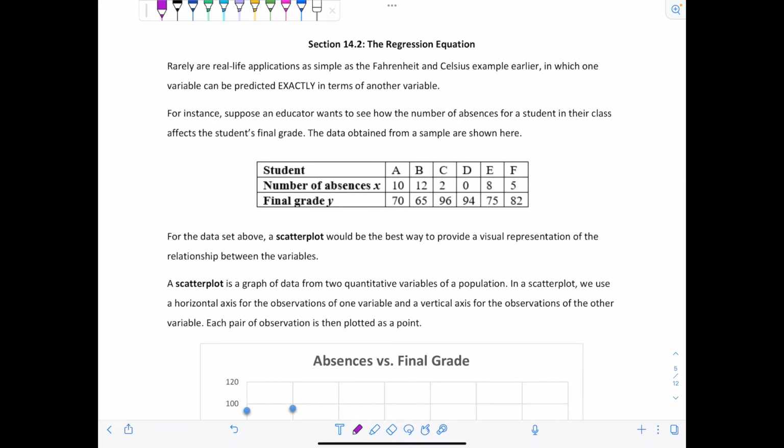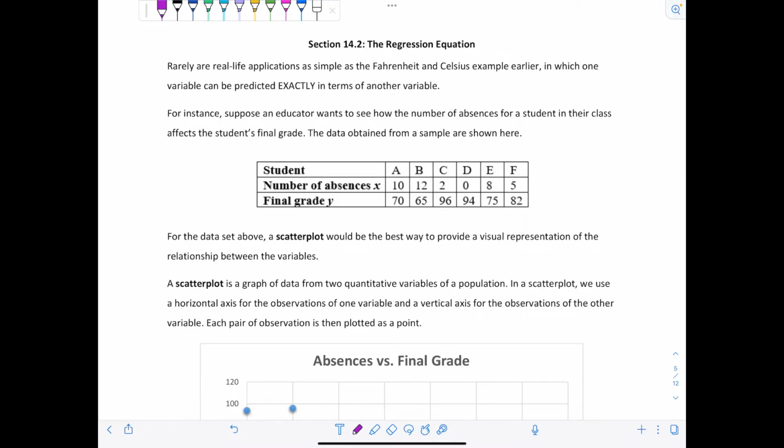Okay, enough about that. Let's get back into statistics. So now that we've reviewed graphing lines sufficiently, we can go into studying the regression equation. And real life applications are rarely as simple as that Fahrenheit and Celsius example that we just looked at, where one variable can be predicted exactly in terms of another variable, right? There's no guesswork. There is a set formulaic relationship between Celsius and Fahrenheit, but most of the time when we're studying two variables, it's not going to be so spot on like that.